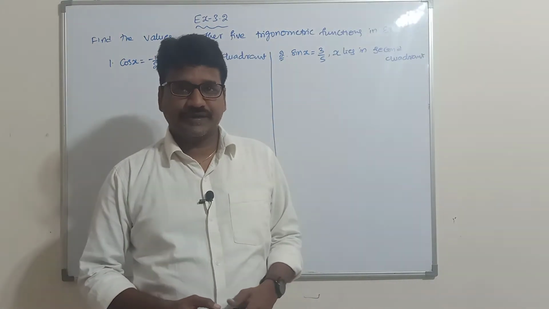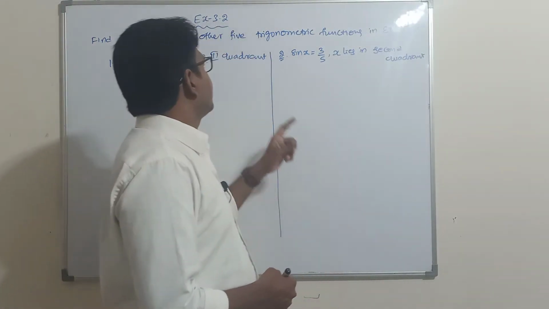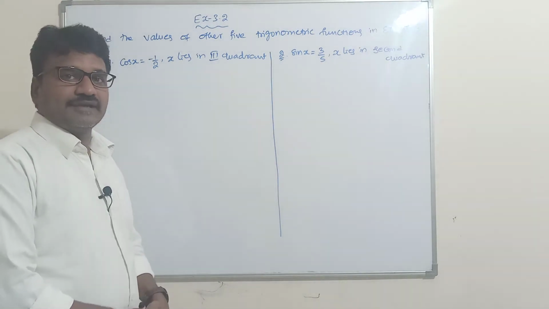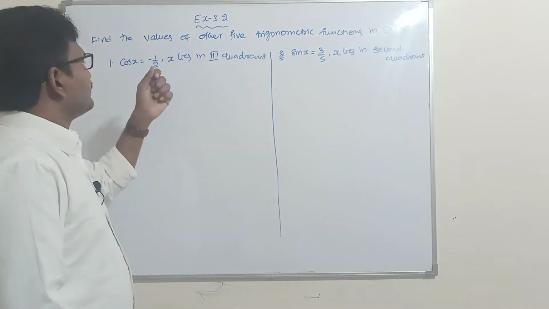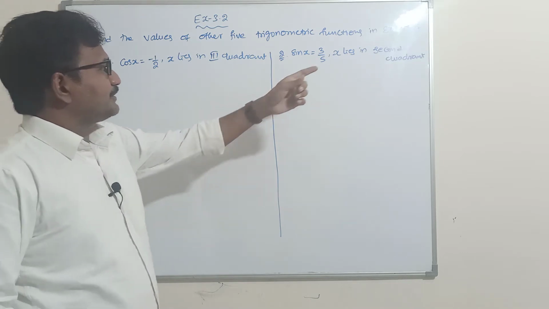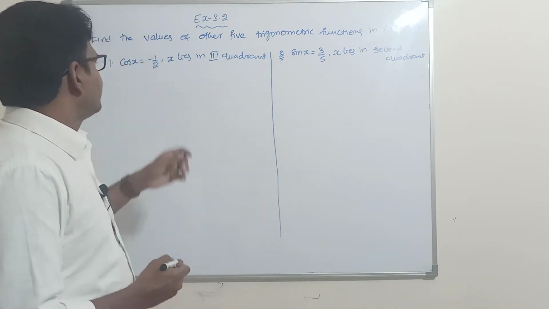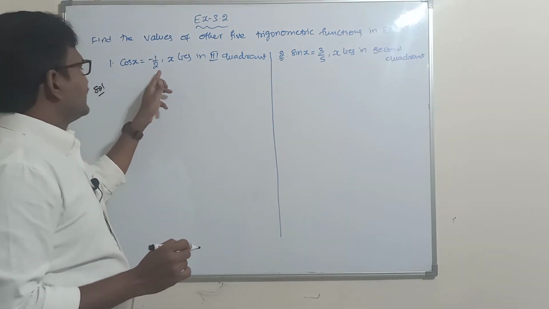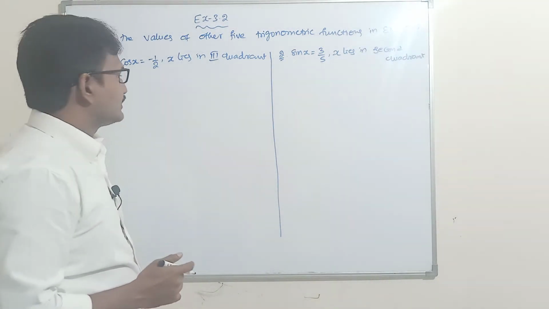Hello everyone. Today we are going to discuss Exercise 3.2, problems based on trigonometry using the "All Silver Tea Cups" concept. Find the values of the other five trigonometric functions in exercises 1 to 5. First problem: cos x is equal to minus 1 by 2. x lies in the third quadrant.